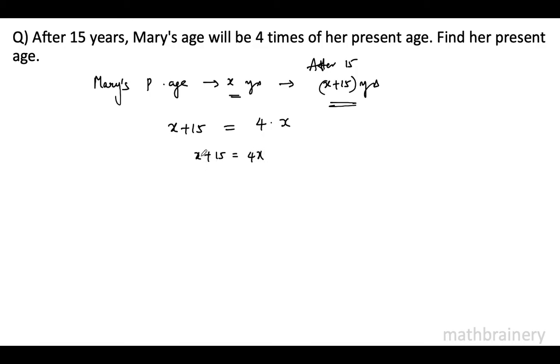Let's simplify. Just transpose this x to the right side. You get 15 is equal to 4x minus x, which is 3x. 15 is equal to 3x. So what is x? x must be 15 by 3, which is 5. So Mary's present age is 5 years.